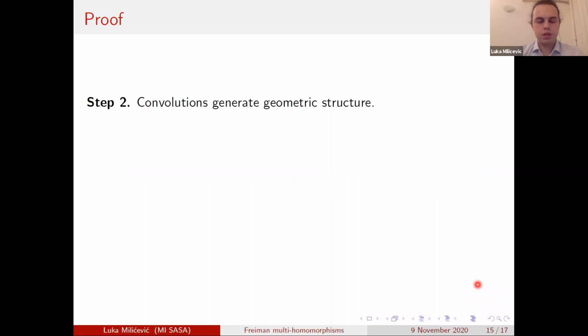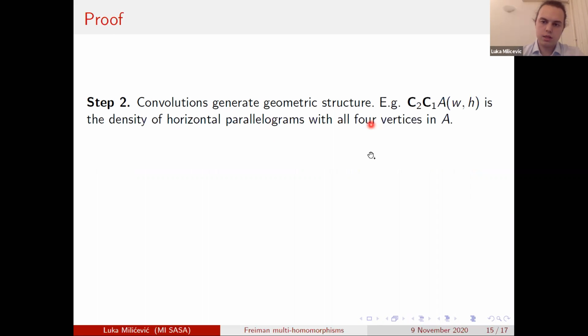The second step is to think about what convolutions do, and it turns out that they generate geometric structure. What I mean by this is that if you have two variables and you convolve in directions 1 and 2, this actually counts horizontal parallelograms with 4 vertices in A. So let me draw some things to be more clear about this.